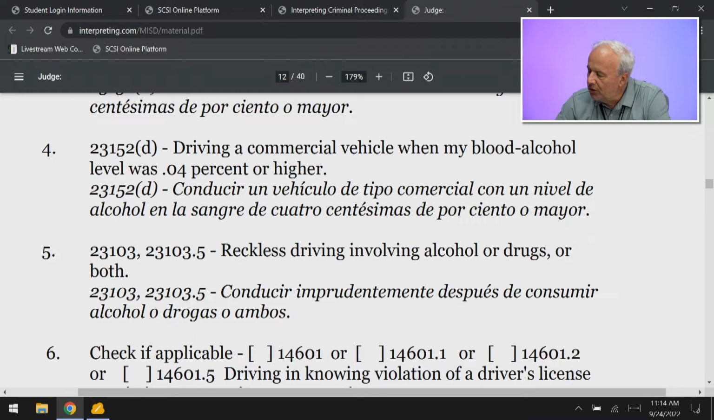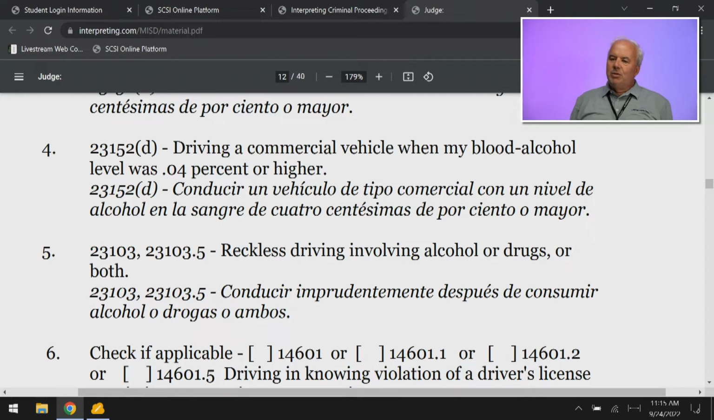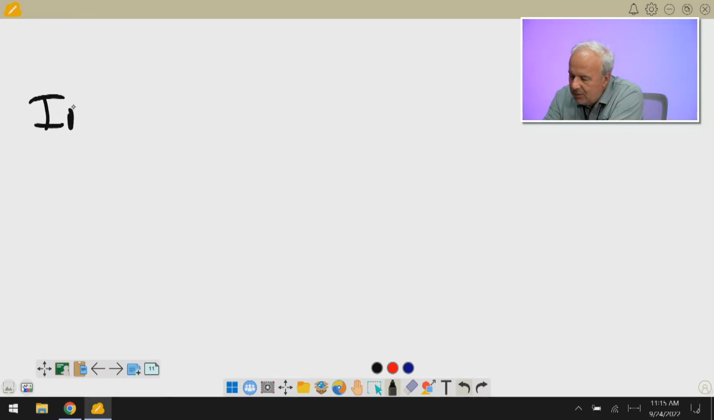Then there is also 23103, 23103.5, which is driving recklessly involving alcohol or drugs. And what that really means, we'll learn shortly. But that means that sometimes, say for example, your blood alcohol level is 0.08. Okay, so according to these standards, you are considered to be drunk. But what happens is that those machines that actually measure your blood alcohol level, which have different names, one of the typical ones that is used is the Intoximeter.